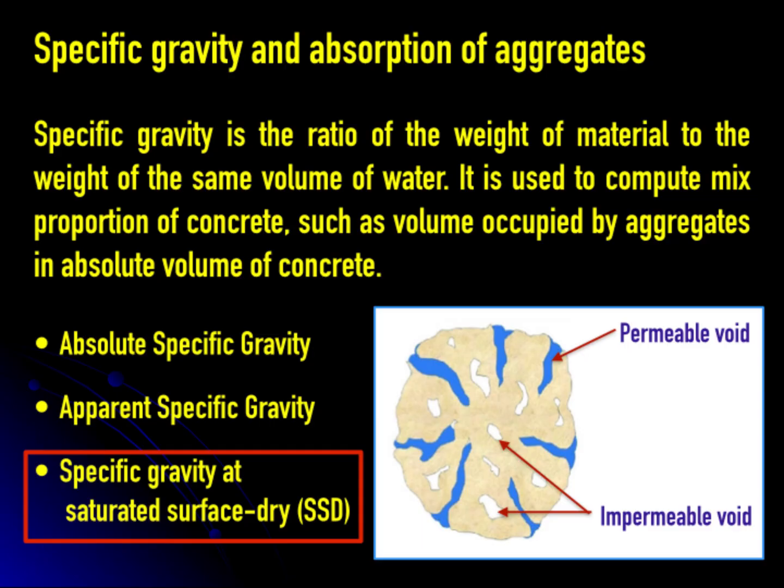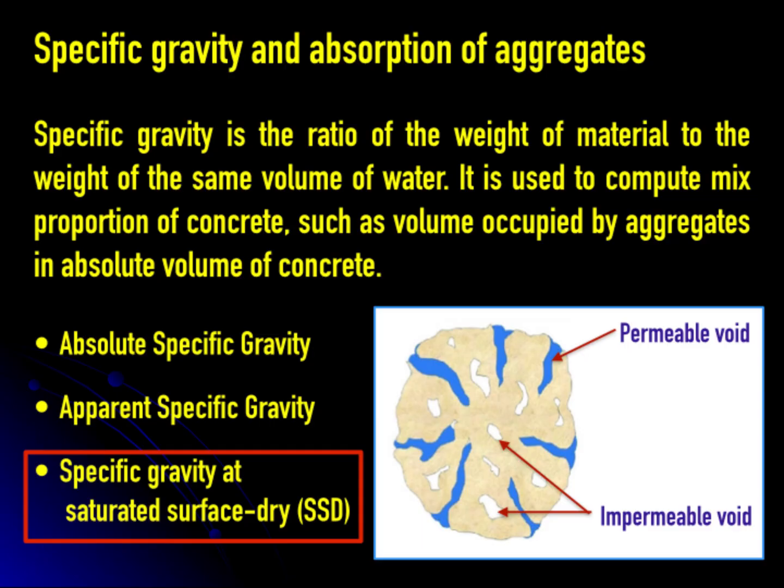Generally, the aggregate particle has two types of void, permeable void and impermeable void. Permeable void is the void that allows water to penetrate and fill the void, while impermeable void does not allow water to penetrate, which is mostly internal void or very small void in the aggregate.